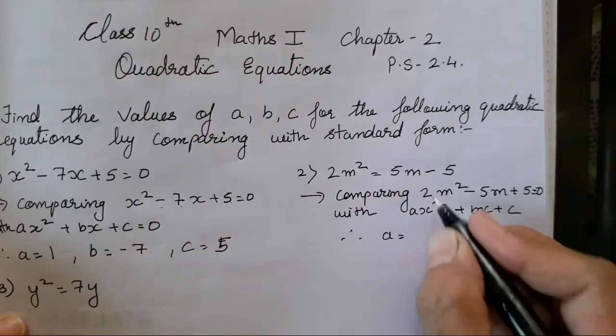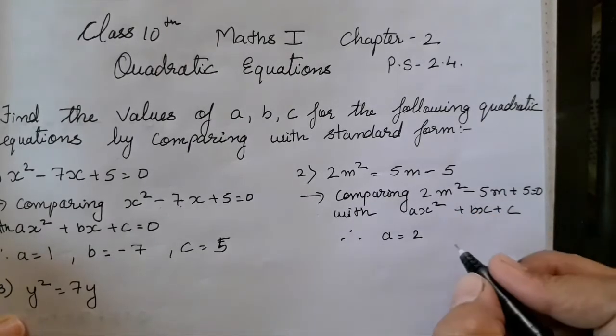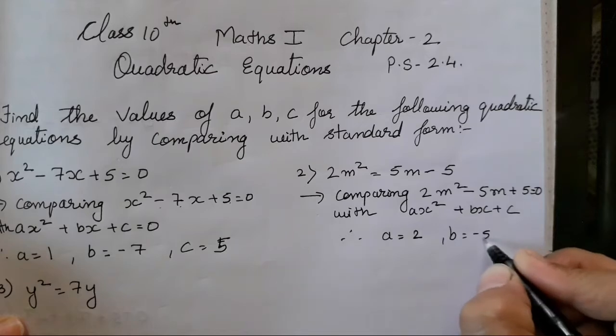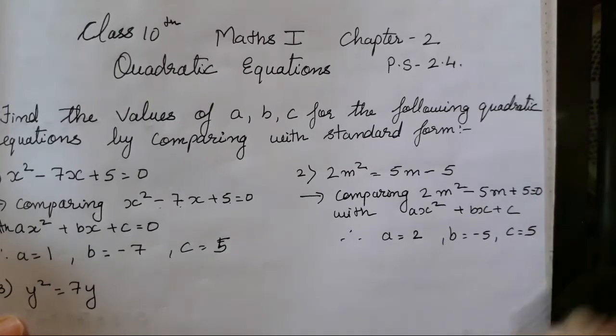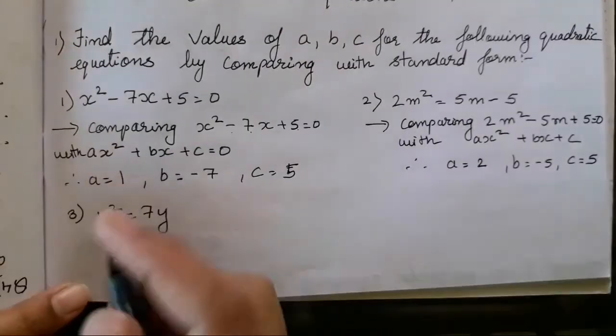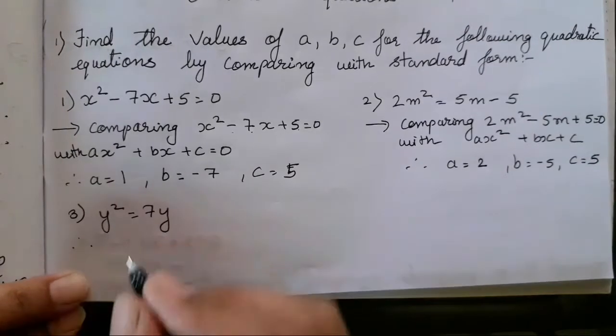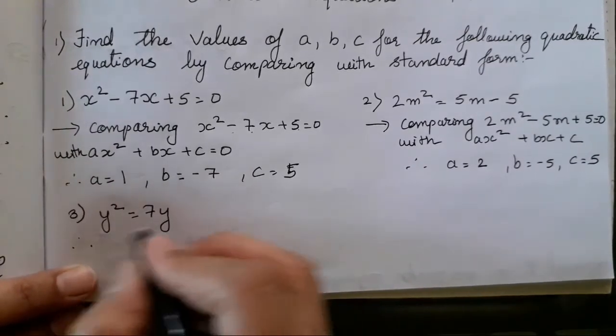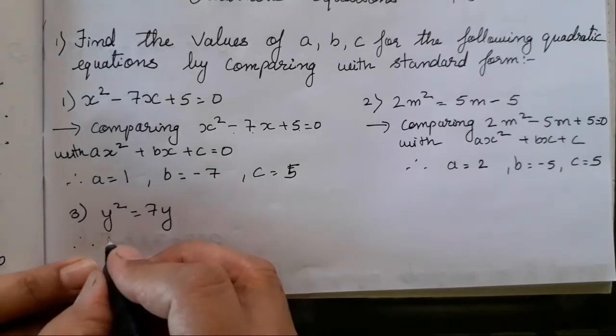Therefore a is how much? 2, b is minus 5 and c is 5. Okay, these types of questions come for 1 mark or as fill in the blanks also. So first we will make this in the standard form.